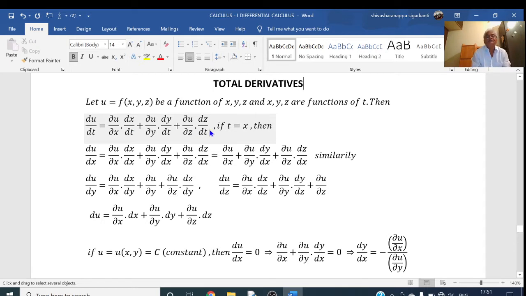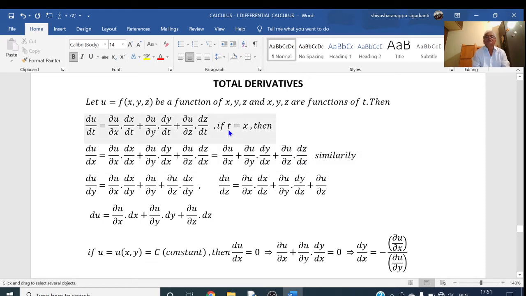And in particular, if t equals x, then what happens? We have to replace t by x here. Then the left hand side becomes du by dx is equal to dou u by dou x into dx by dx plus dou u by dou y into dy by dx plus dou u by dou z into dz by dx. But here dx by dx is nothing but 1. So we write this as dou u by dou x plus dou u by dou y into dy by dx plus dou u by dou z into dz by dx.